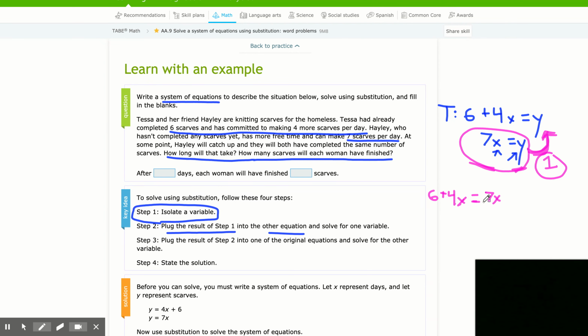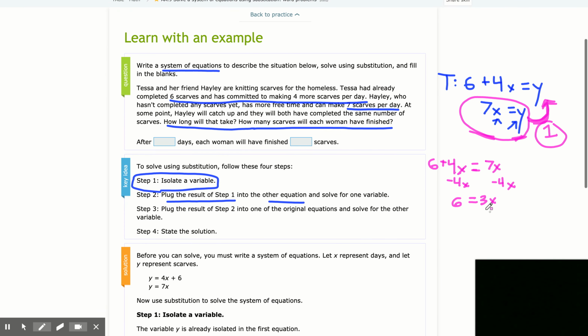So now, in order to solve for x, I need to isolate and put x on one side. By doing that, I have to subtract 4x over here. Whatever I do on the left side, I have to do on the right side. So subtract 4x over here. Then I get 6 equals 3x. I need to solve for x, all right? So I'm going to divide by 3. Whatever I do on one side, I have to do to the other. 6 divided by 3 is 2, and that equals x. So x equals 2.